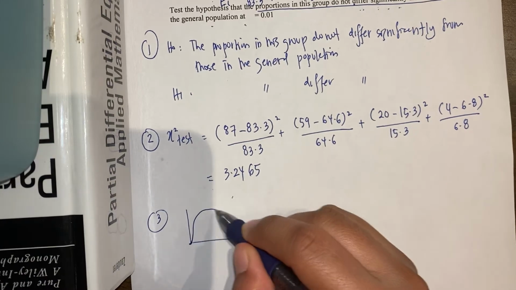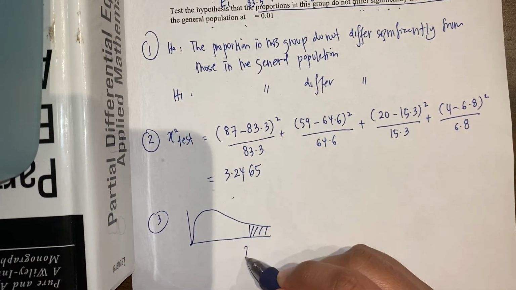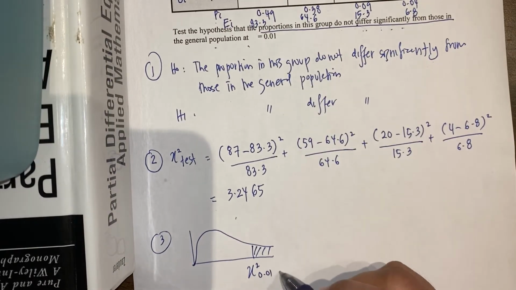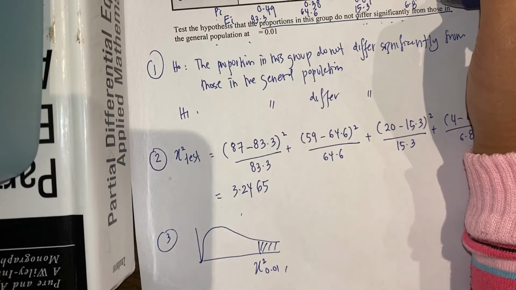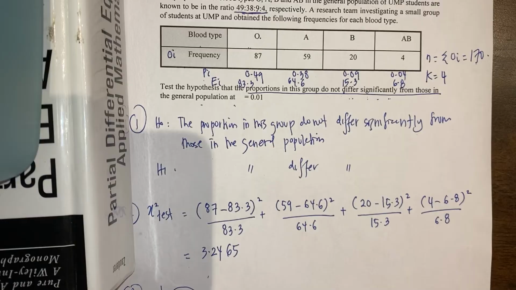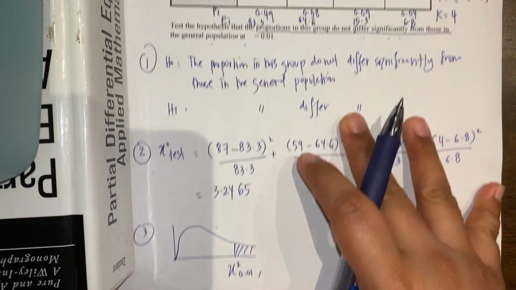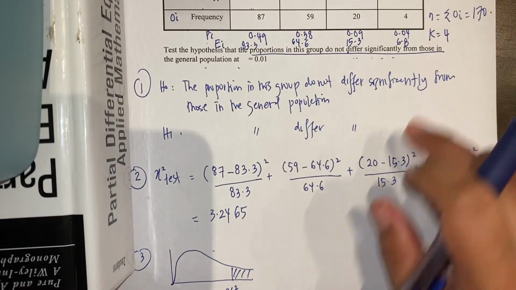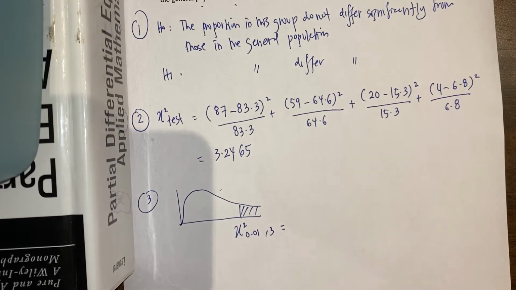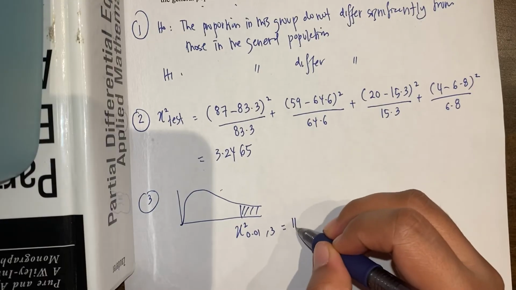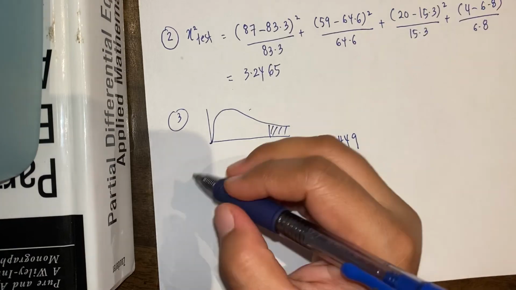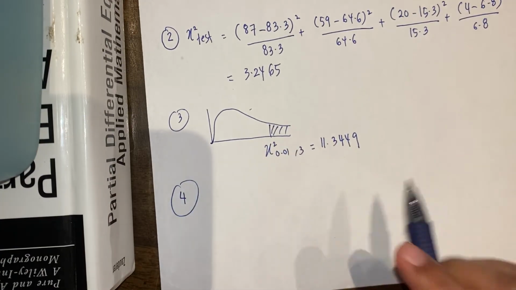Step 3, critical value. As you know, it is always a right-tailed test. Chi-square alpha 0.01, K here equal to 4. Since there is no category combined, we use this K. So K equal to 4, 4 minus 1, we have 3. Find it in your statistical table, we have 11.3449.